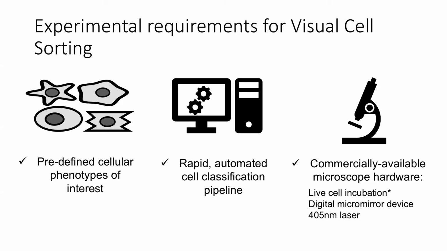We found that a lot of machine learning methods are ultra rapid and allow you to do this at very high throughput, which is nice. And the third is you need some commercially available microscope hardware to add to a wide field microscope. The three pieces are live cell incubation, if you're going to use live cells, a digital micromirror device, and a 405 nanometer laser, which is the laser that will be used to activate Dendro2.